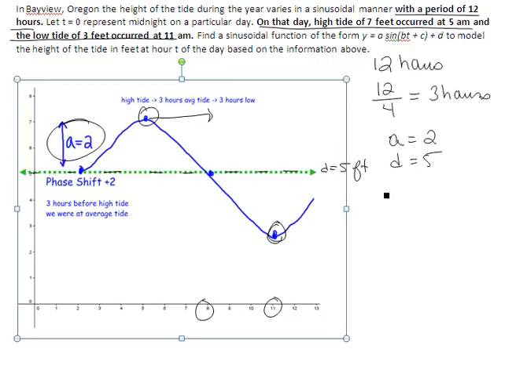We can find B because we know the period for a sine function is 2 pi over B, and our period is 12 hours. This would give us B is equal to 2 pi over 12, or pi over 6. Finally, we are trying to find the value of C, which we know that the opposite of C over B gives us our phase shift.